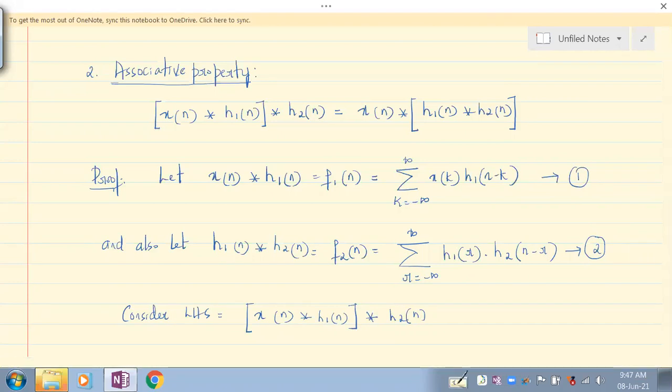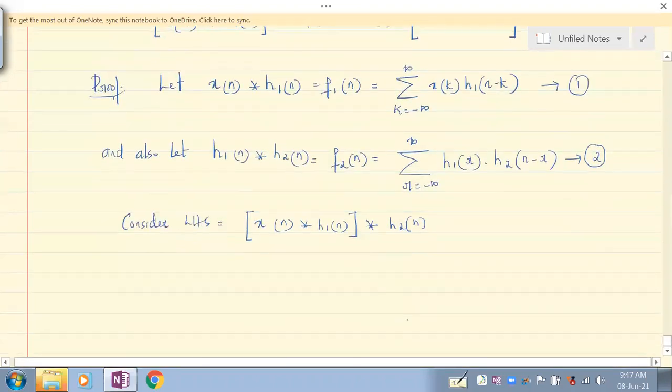Fine. Now, how can I write this? Since we told you this needs to be substituted as f1 of n, this can be expressed as f1 of n convolution sum of h2 of n.